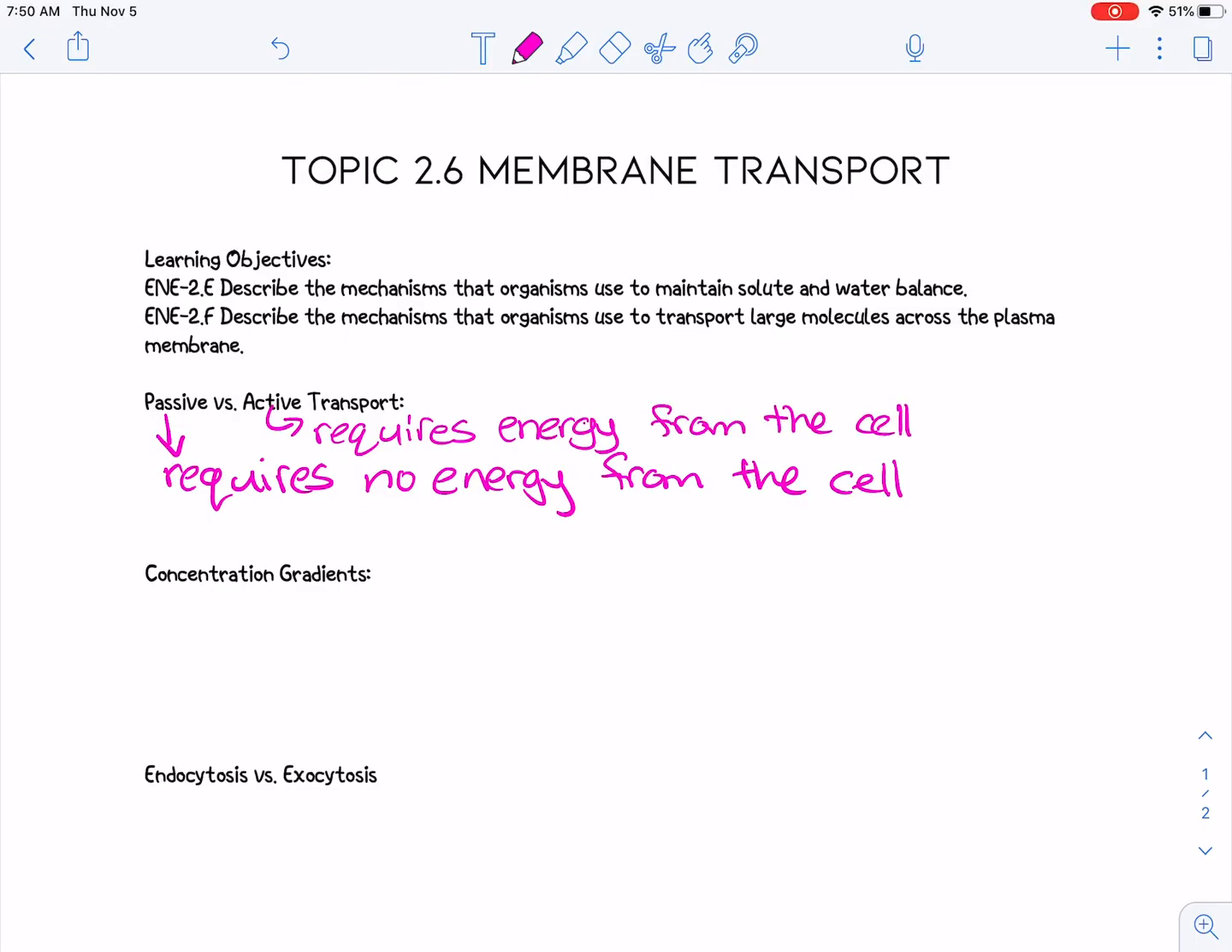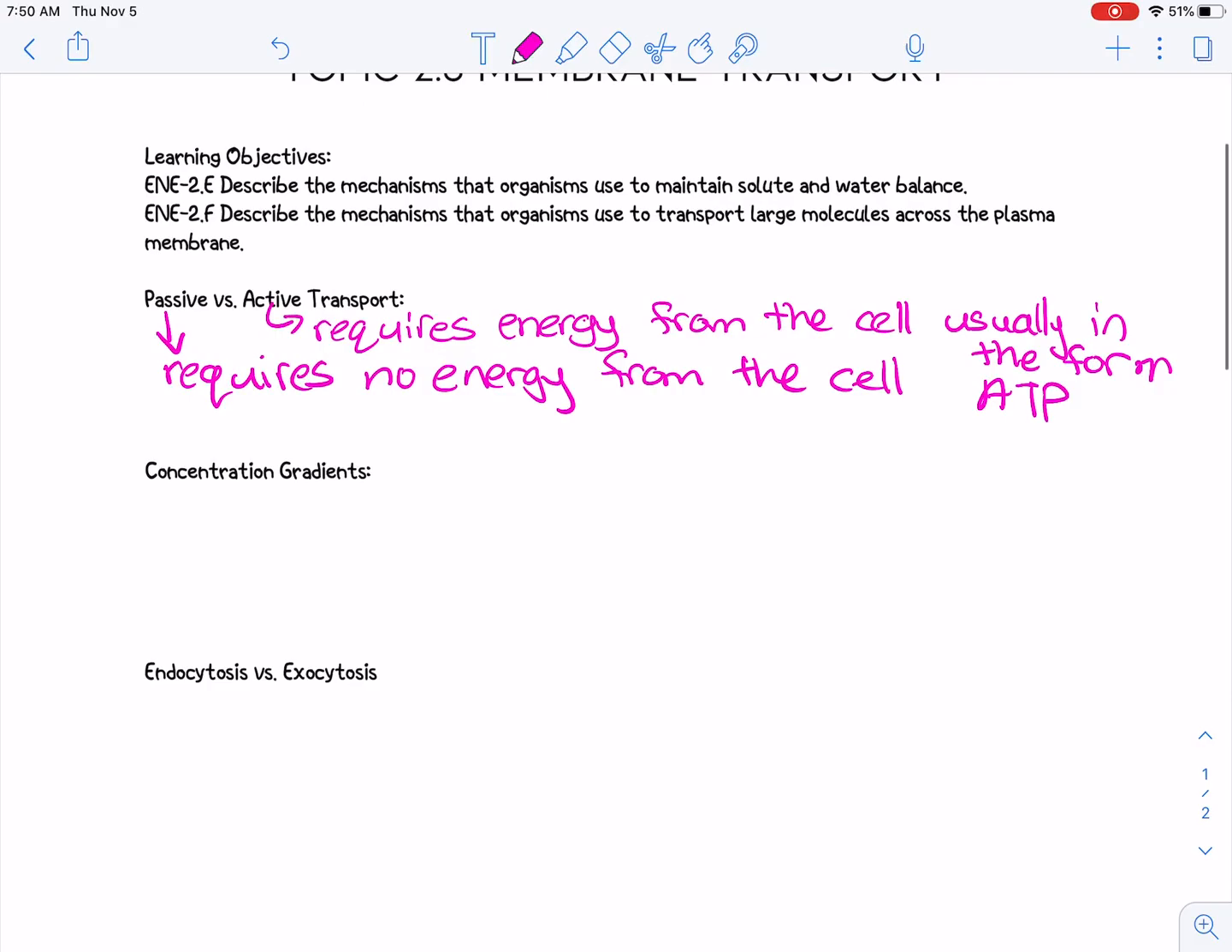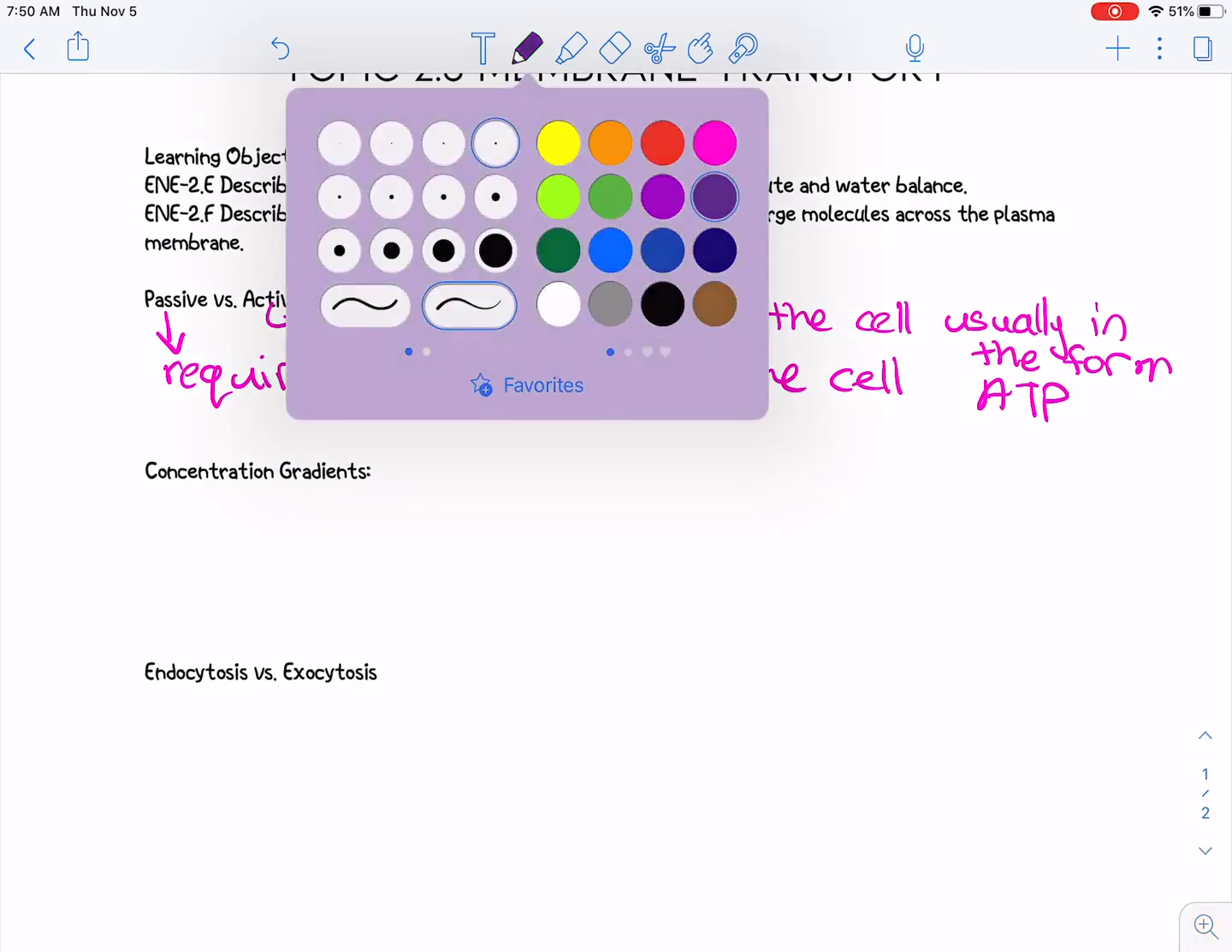Usually in the form of ATP, as we know is our energy currency of our cells, okay? So usually if you see that it's using ATP, it's active transport, and if it's not using ATP, it's passive transport. It's kind of a general rule of thumb.